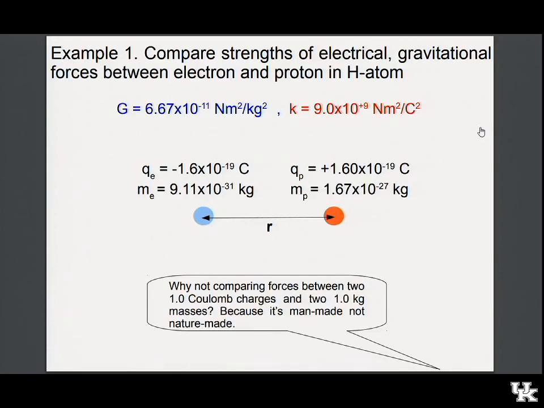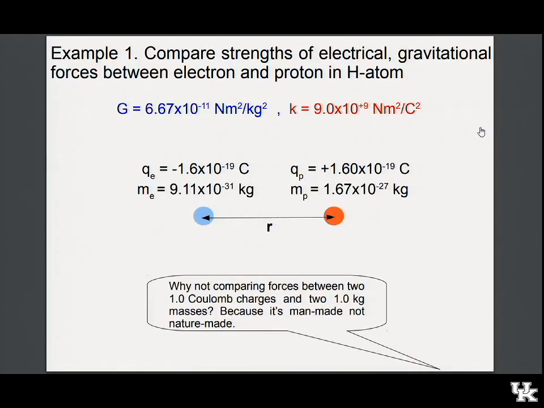But the problem with that is that the kilogram and the coulomb that we're going to compare are just man-made things. We just invented those units for convenience. There's no reason that they're really special. A better comparison, to get a better idea of the relative scale of gravity and electricity, is to compare electric and gravitational forces between fundamental particles, say between a pair of protons or a pair of electrons, or an electron and a proton in a hydrogen atom. And so that's what we're going to do.